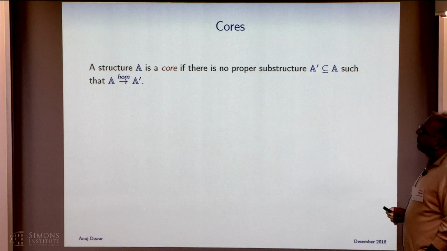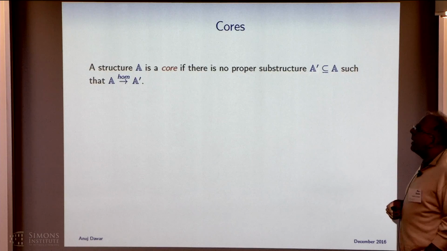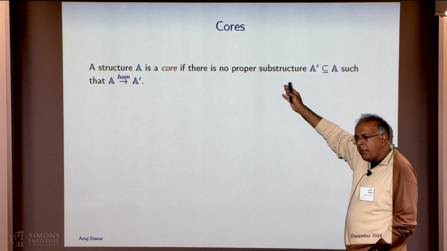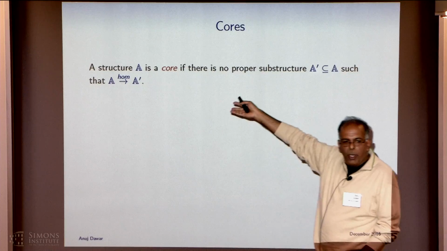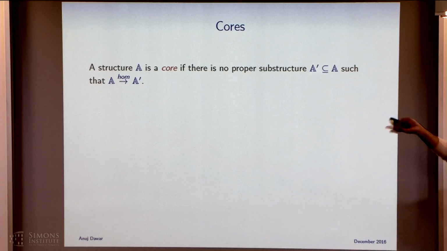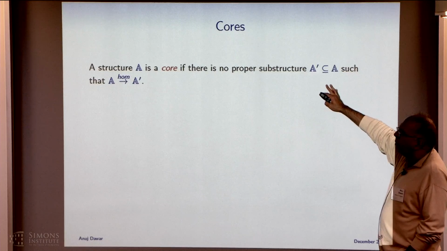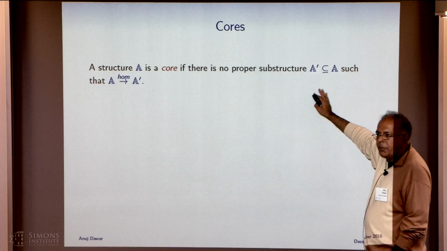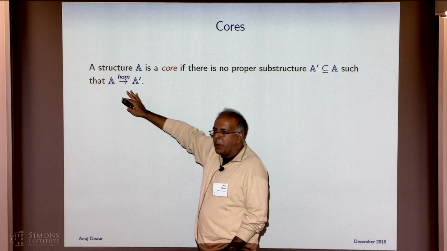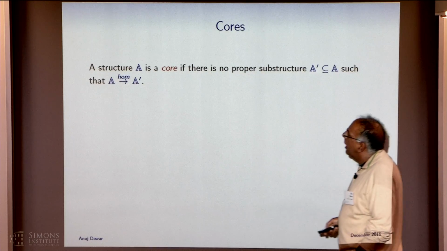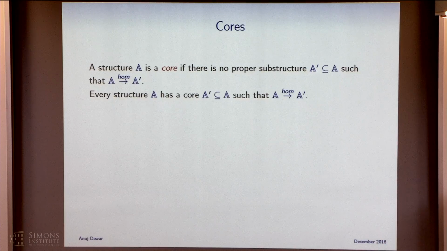One thing we looked at, classically, is what we know about the category of structures under homomorphisms, and what we can reproduce in this framework. We looked at the notion of a core. A structure is called a core if it has no proper retract, so no proper substructure onto which it maps homomorphically. We know that every structure contains a core.